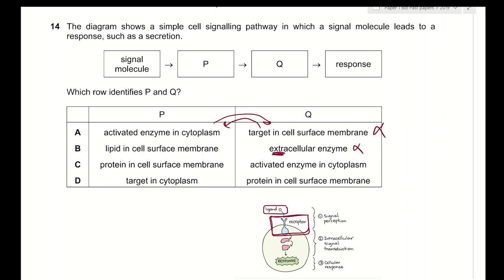This is correct. The ligand bound to a receptor, which is a protein in the cell surface membrane, then this stimulated a cascade of reactions and activated enzyme in cytoplasm. Therefore, this is correct, and the answer is going to be C. For D, target in cytoplasm and protein in cell surface membrane, they should also be the opposite directions. Therefore, the answer is going to be C.